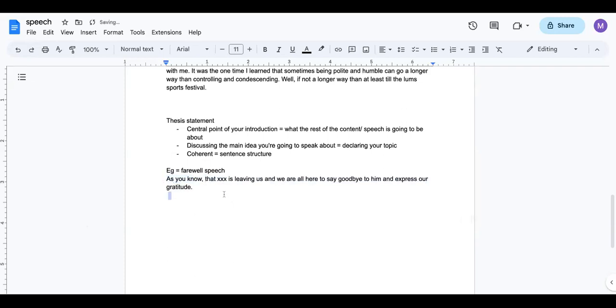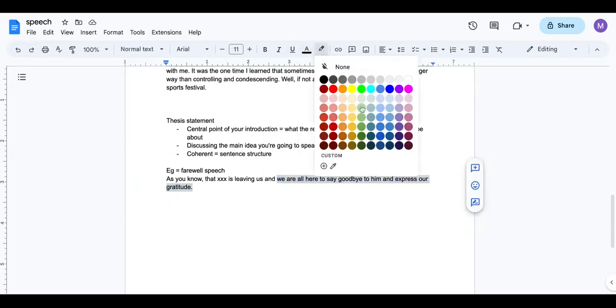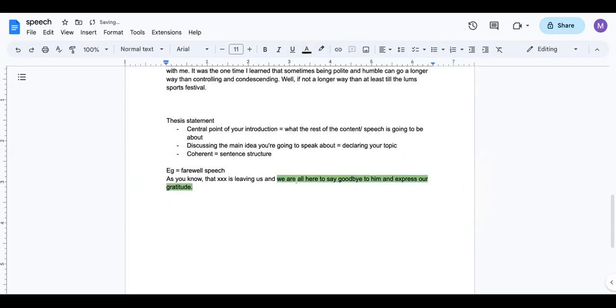As you know, XXX is leaving us, and we are all here to say goodbye to him and express our gratitude. What I have done here is basically tell the audience, and you as well, what your speech is about. It is declaring the main idea of what you're going to speak about. You are here to speak about this goodbye session, to express your gratitude because somebody is leaving.